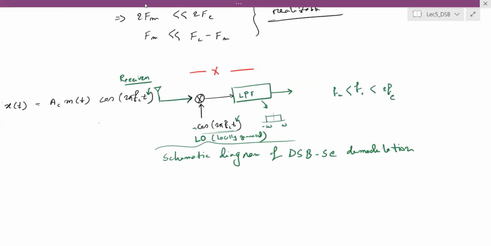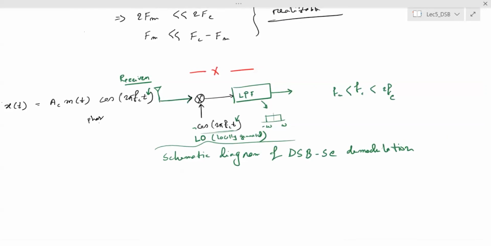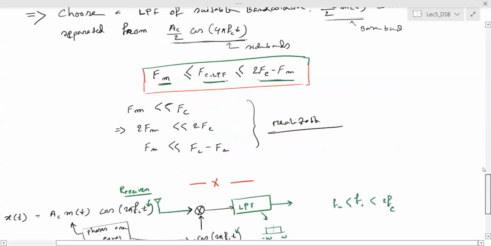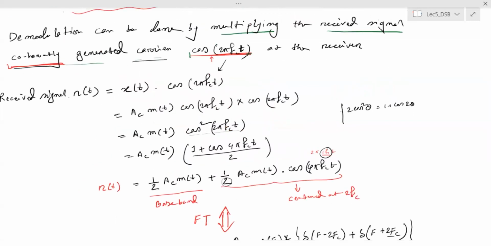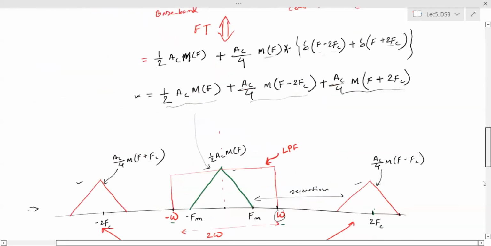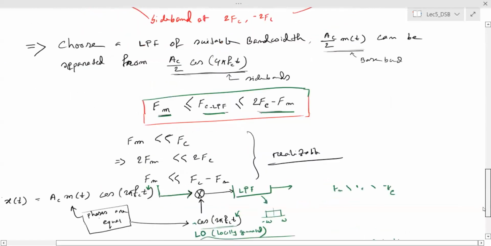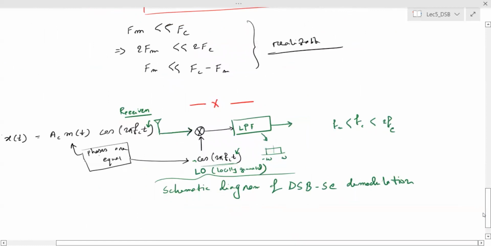The phases of the received signal and the locally generated carrier are equal. If this is the case, then we call this demodulation coherent. That is why the word coherently generated carrier was used previously. Coherent means something synchronized: the local oscillator should have knowledge of the phase, and they have this equal phase. So this is coherent detection.